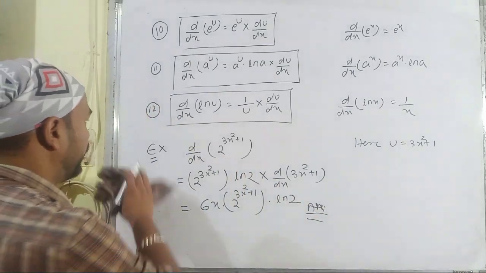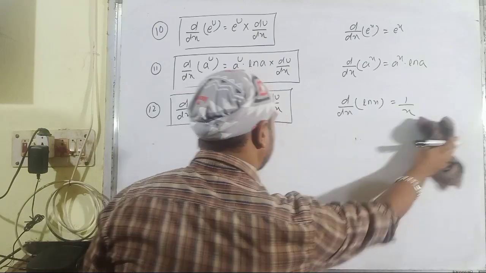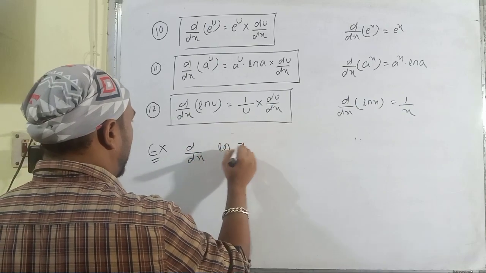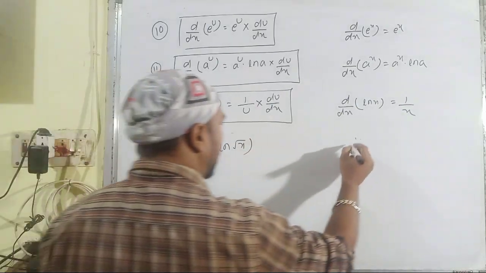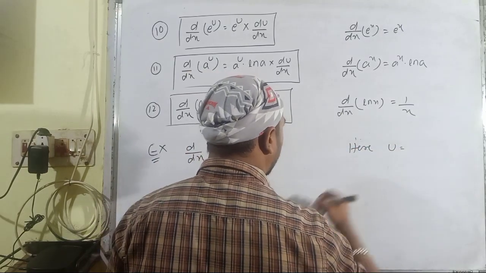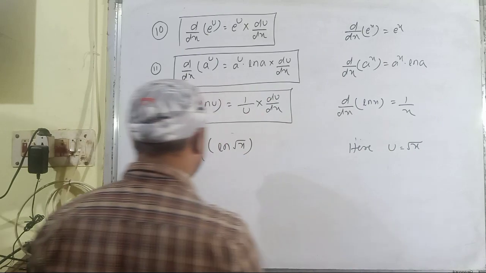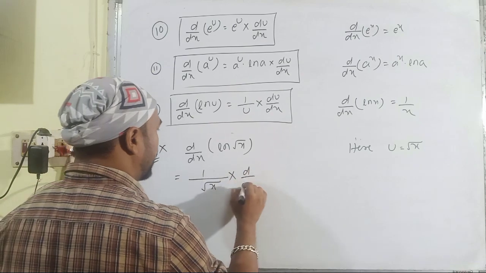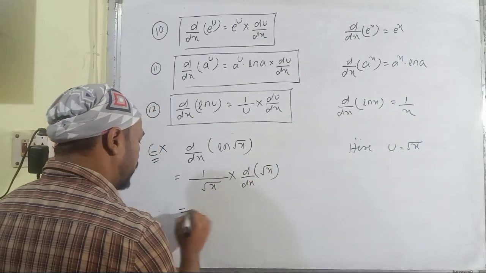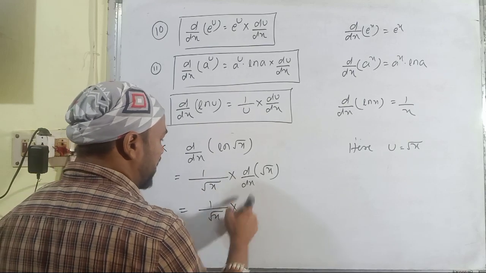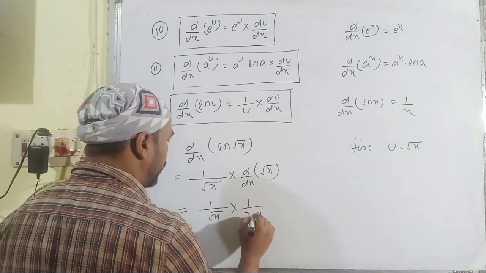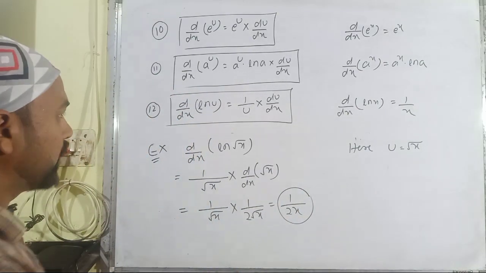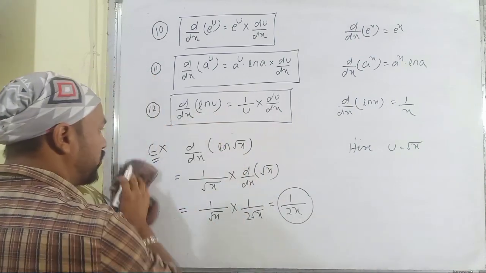Then moving to the formula number 12. Differentiation of ln root x. Here u is equal to root x. It is 1 upon u, that means 1 upon root x multiplied with the differentiation of root x. The differentiation of root x is 1 upon 2 root x. So the answer is just 1 upon 2x. Then let us have another problem based upon this formula number 12.